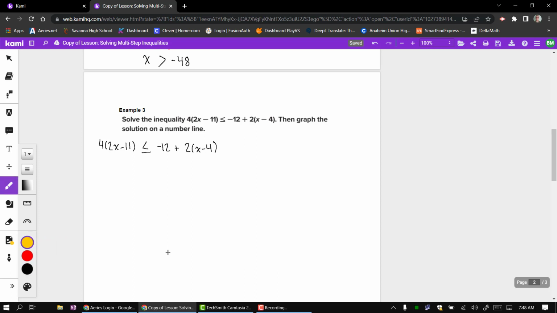To get rid of the parentheses, you want to distribute. So you're going to multiply the 4 times the 2x, and the 4 times the negative 11. Over here, you're going to multiply the 2 times the x, and the 2 times the negative 4. When you do that, 4 times 2x gives you 8x. 4 times negative 11 is negative 44. I'm not doing anything with the negative 12, so I'm just going to copy that down. 2 times x is 2x. 2 times negative 4 is negative 8.